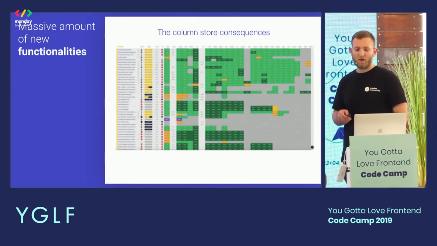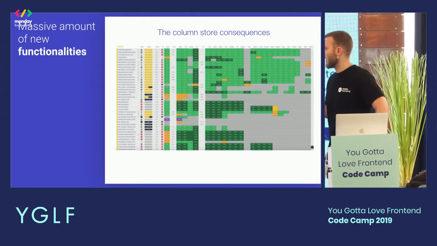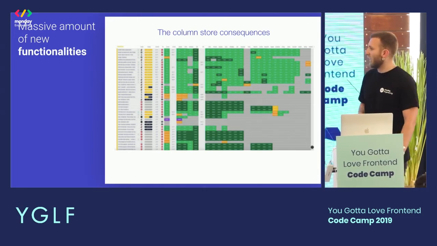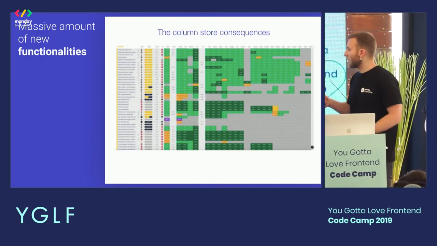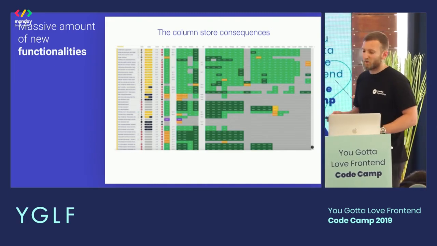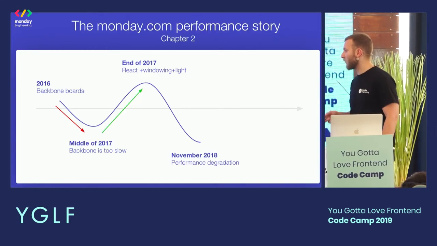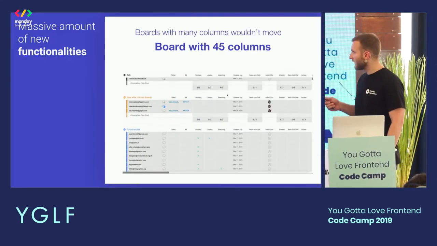This example is from a real client who built his board for his use case, and we saw a lot of new columns that he added. This board is a real use case and very heavy to interact with. So after some time, we saw that we had another performance degradation, and we needed to solve it.